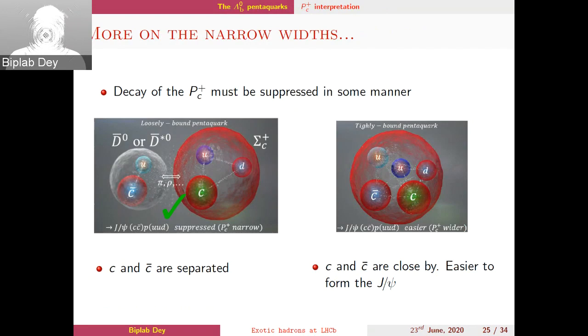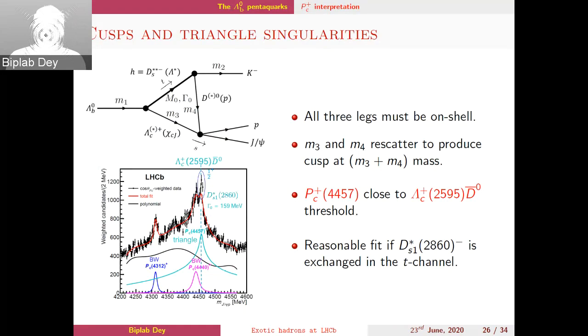Okay, the other thing is the line shape, and cusps and triangle singularities. So what's a triangle singularity? Basically, you have Λb coming in, and what goes out is a kaon, a proton, and a J/ψ. To have a cusp effect, all three legs must be close to on shell. Whatever is being rescattered in M3 and M4 comes together to form the J/ψ proton, and that's the pentaquark. They basically rescatter to produce a cusp right at the mass of M3 plus M4.